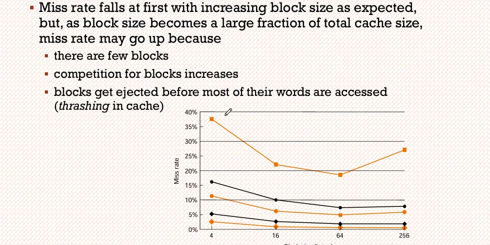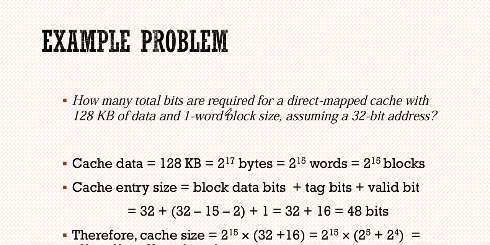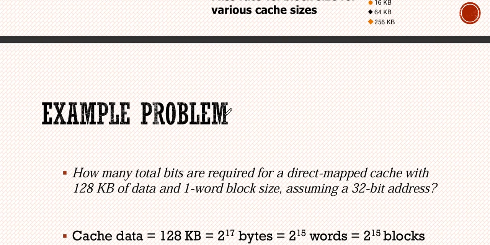But let's see a problem about cache. Most of them are readings and explanations. I think I'll do that one better. But let's see an example of cache. So you have a cache, and they are asking how many total bits are required for a direct map cache. And the direct map cache has 128 kilobytes of data. When you see capital B, that is bytes, and one-word block size, assuming a 32-bit address. So let's take it step by step.